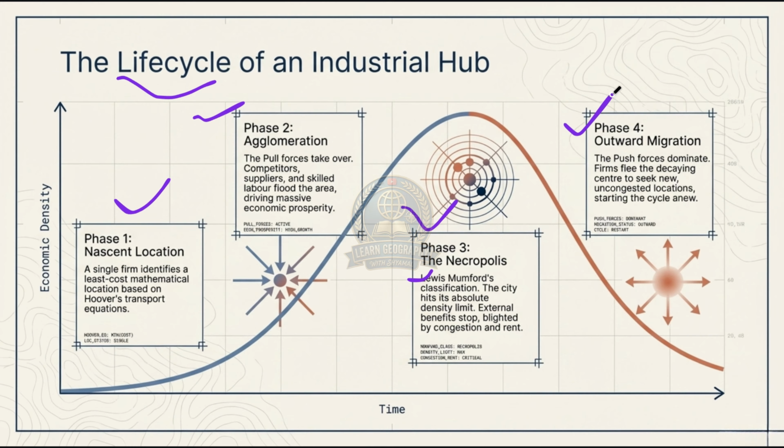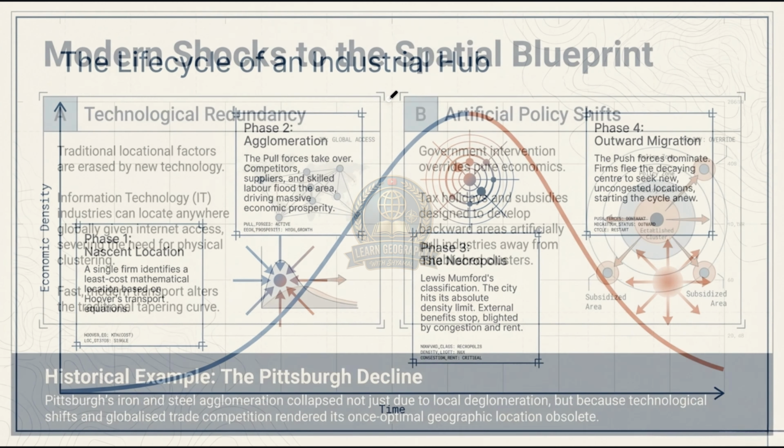Phase 4, outward migration. The push forces dominate. Firms flee the decaying center to seek new uncongested locations, starting the cycle anew. Okay, this is the life cycle of an industrial hub according to Hoover's theory.